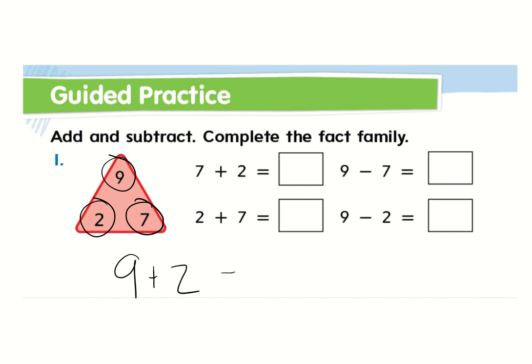Because if you did 9 plus 2, that equals 11. And was that one in my fact family? No, it is not. I can't do that one, but that's a good way to check to see if that one is going to work. So let's start with 7 plus 2. I'm going to solve 7 plus 2.